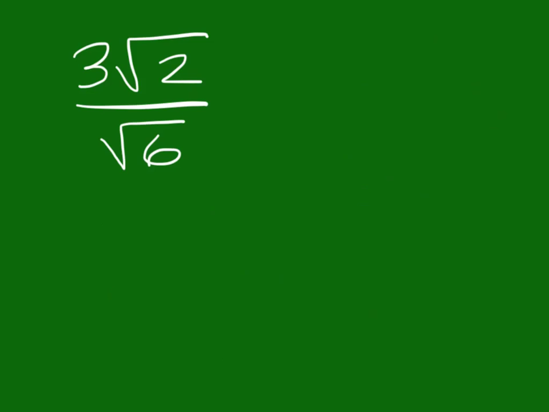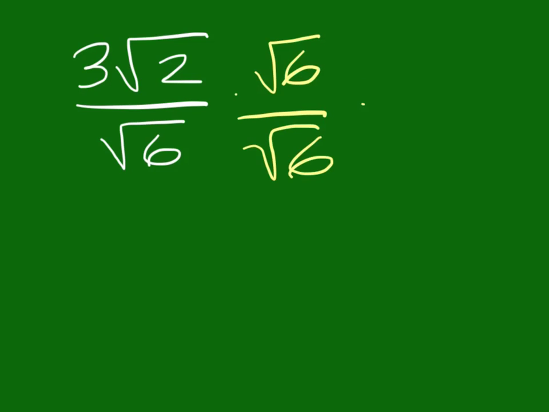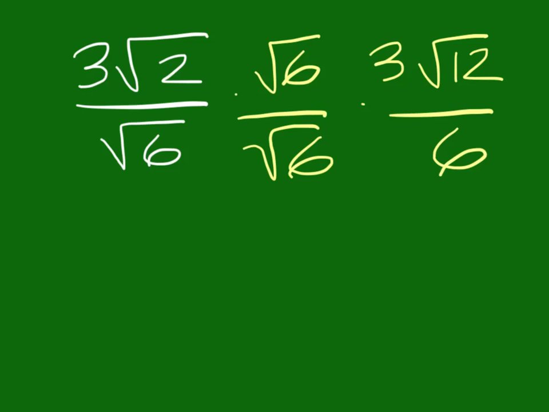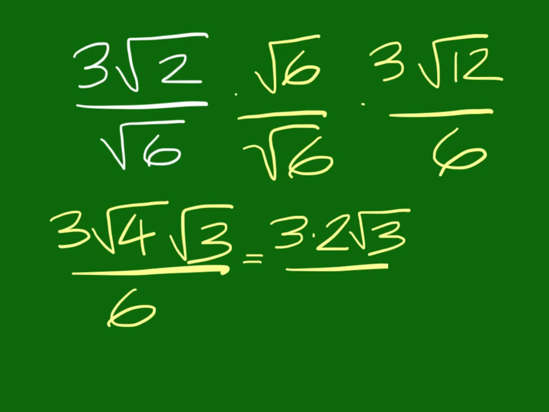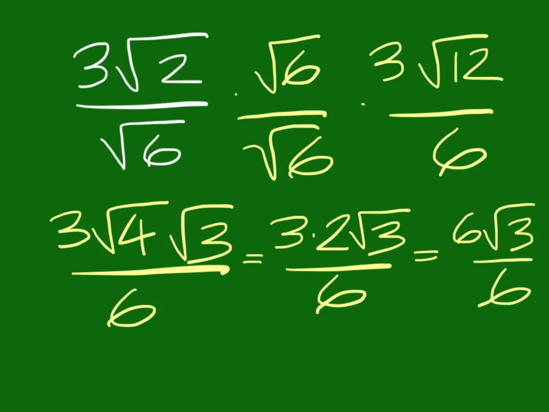You have to multiply the top and the bottom by the square root of 6. And when you do that, you get 3 square root of 12 over 6. The 12 can be broken up as 4 and 3. And the square root of 4 is 2. 3 times 2 is 6. And the 6's can cancel out. So square root of 3 is your answer.